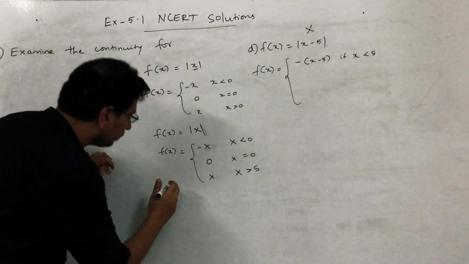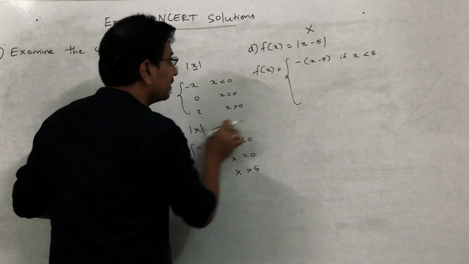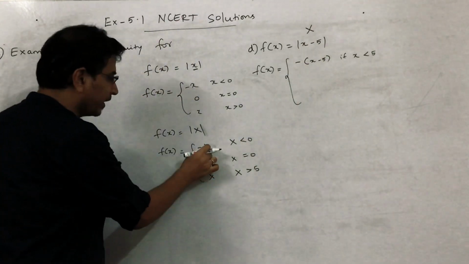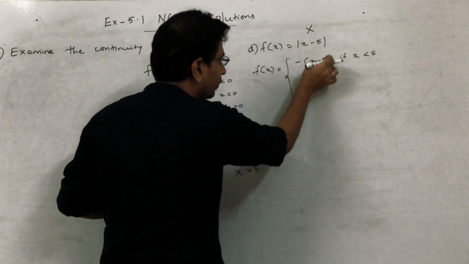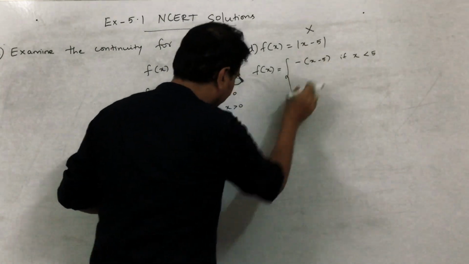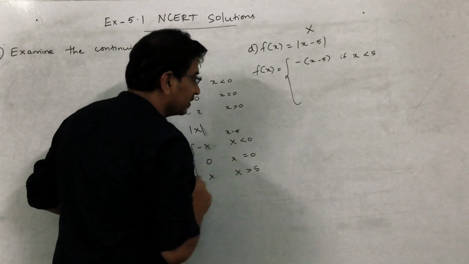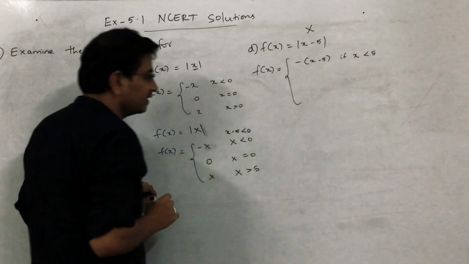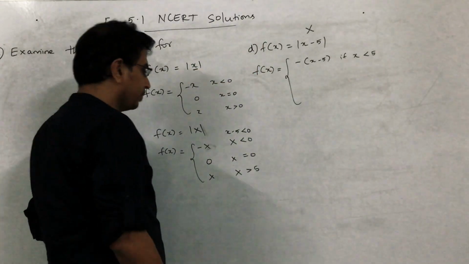Now, here capital X is nothing but x minus 5. So you can write it as minus of whatever is the value inside. I have written it as minus of the whole value, x minus 5, when capital X is less than 0. What is the value of capital X according to the question? x minus 5 is less than 0. When you solve this inequality, you will get x is less than 5.